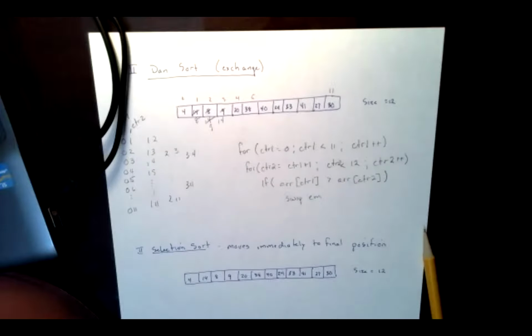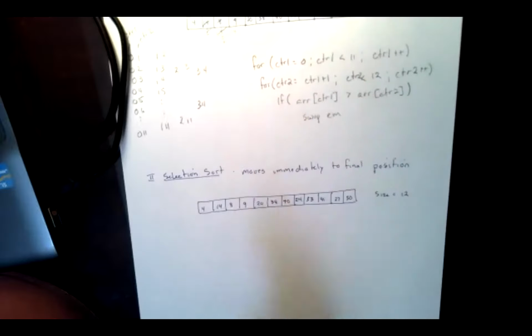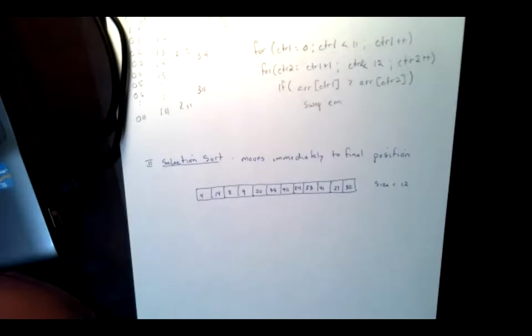So that is sort number 2. Both of those were exchange sorts because I took 2 locations and I switched them. We call those exchange. Now this one is called the selection sort. This is our 3rd type of sort.